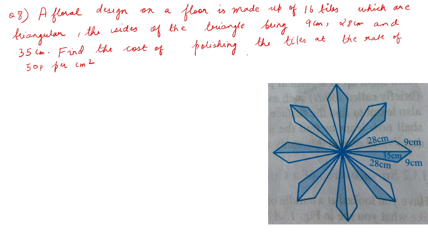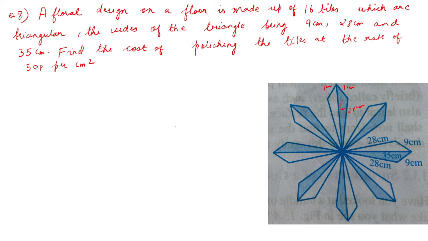A floral design of a floor is made up of 16 triangular tiles. The sides of the triangle are 9 centimeter, 28 centimeter, and 35 centimeter. So that means we have how many tiles? 16 tiles, clear? And all these 16 tiles have the same measurement. This is one tile, you focus on this triangle: 28, 9, 35. This means 9 centimeter, this means 28 centimeter, and this means 35. For all the rest, it means the same, clear? They have the same measurement.